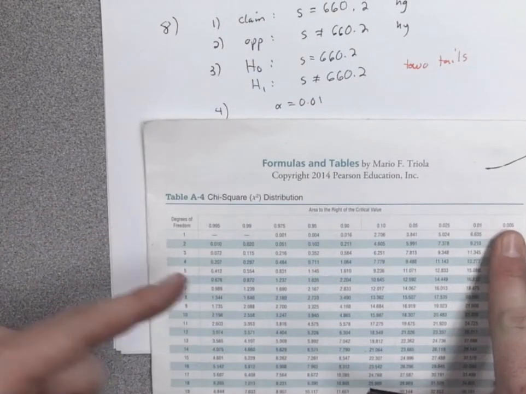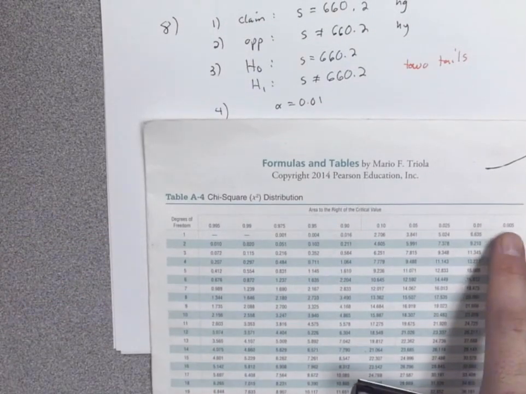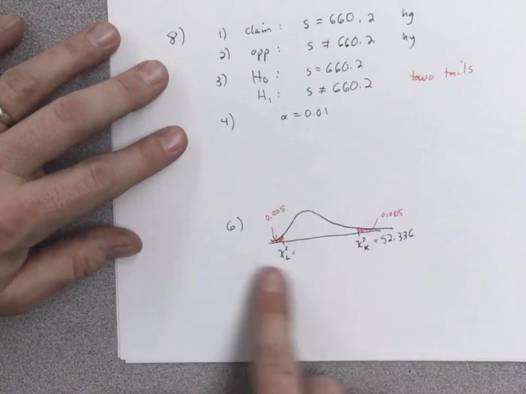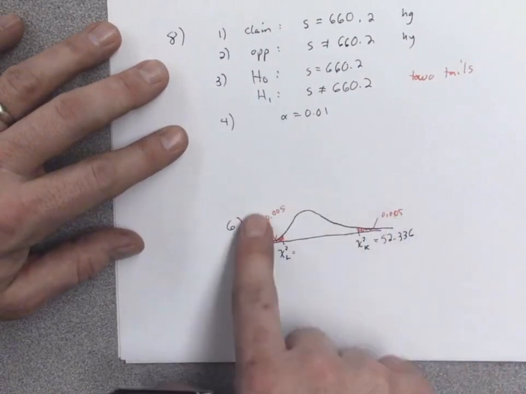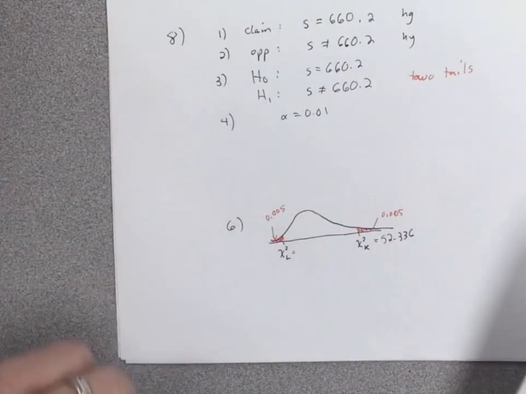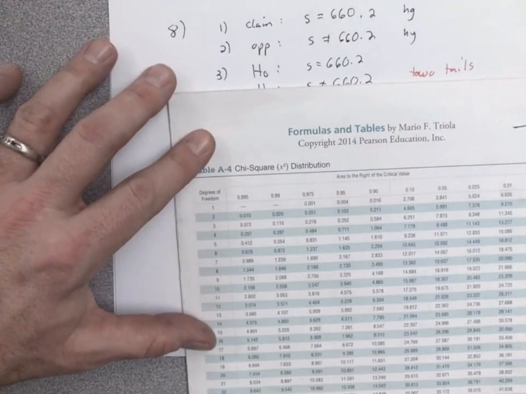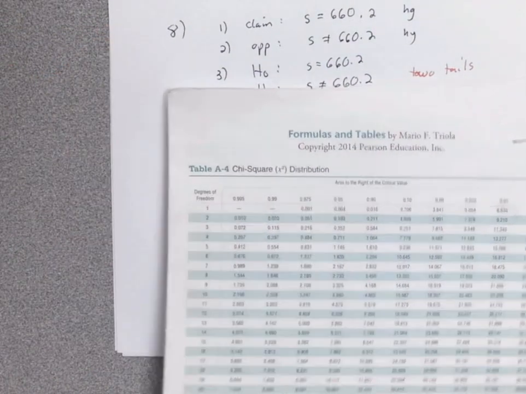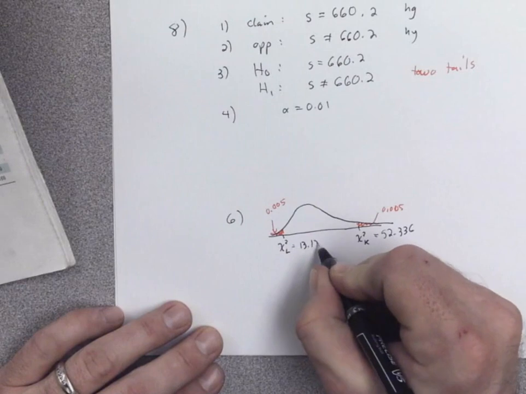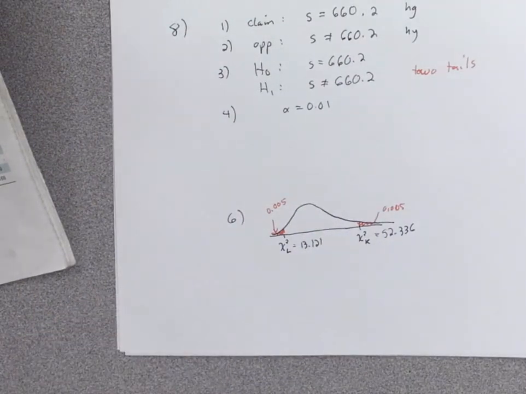Now, it's kind of nice, remember that if it's two-tailed, the sum of the area is going to be equal to 1, right? So if this is 0.005, this has to be 1 minus that number. So that's 0.995. So take that down to 29. That's going to give us our chi-squared value, 13.121. So those are your critical values.